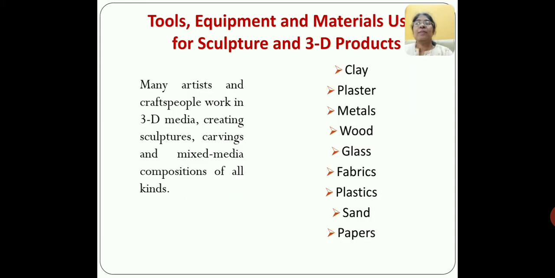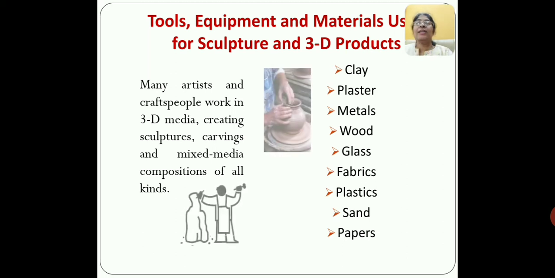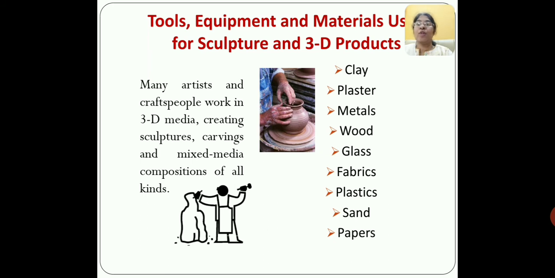Tools and equipment, materials used for sculpture and 3D products. Many artists, for pottery, for sculpturing, for carving, need several other surfaces also. Several other materials are also used to give 3D effect, such as clay for pottery, and plaster of Paris for making sculptures, or even for painting. For example, in tempera, plaster of Paris is mixed with the paint for painting on the walls.